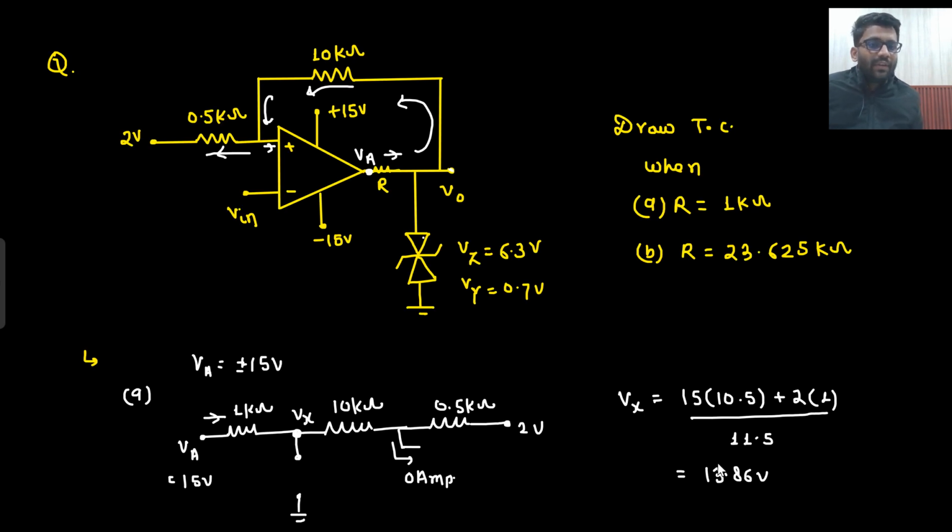Why do I need to know the values of V naught? Because in this particular circuit, I see that this is a positive feedback circuit. So in a positive feedback circuit, what did I tell you? First get the value of V positive and then equate it to V negative. V negative value I already know.